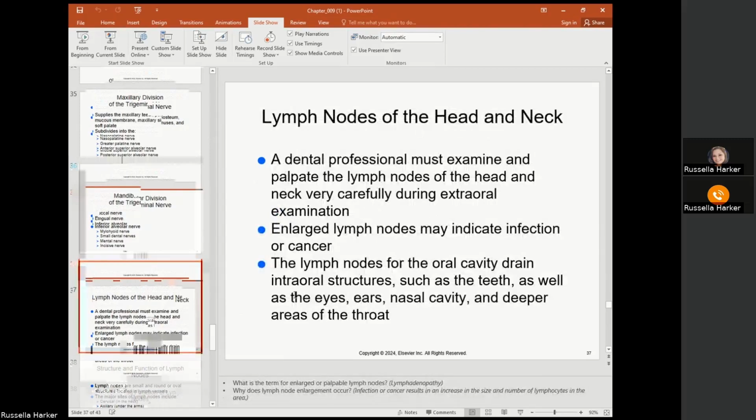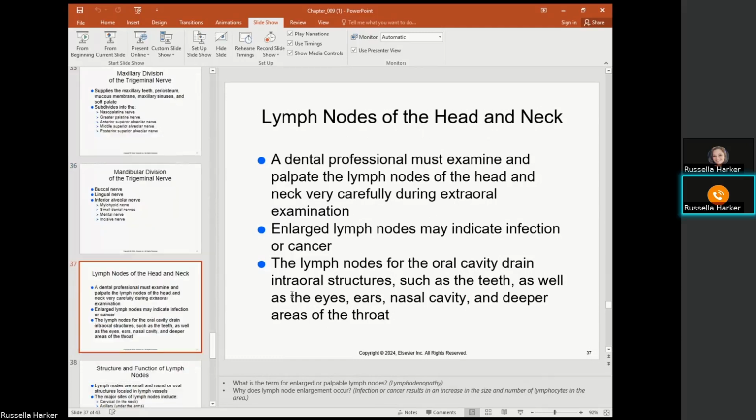With lymph nodes of the head and neck, a dental professional has to examine and palpate the lymph nodes of the head and neck carefully during an extraoral examination. So that is going to be the doctor doing this examination. They're looking for enlarged lymph nodes to indicate infection or cancer. The lymph nodes for the oral cavity drain intraoral structures like teeth, as well as the eyes, ears, nasal cavity, and deeper areas of the throat.